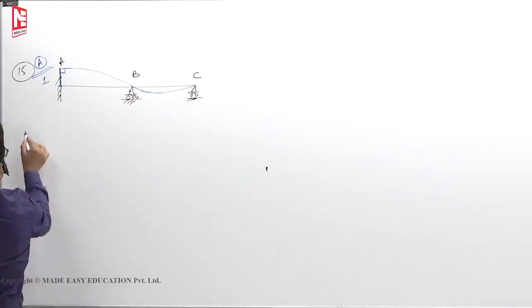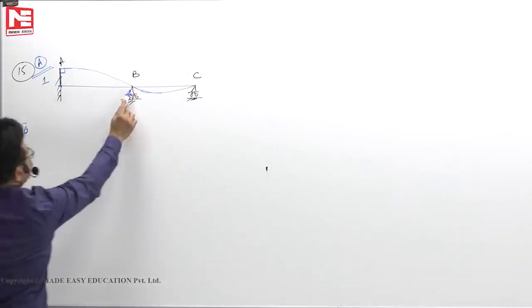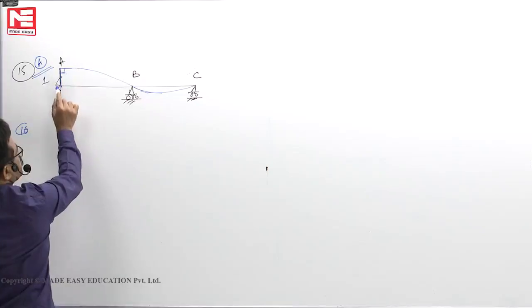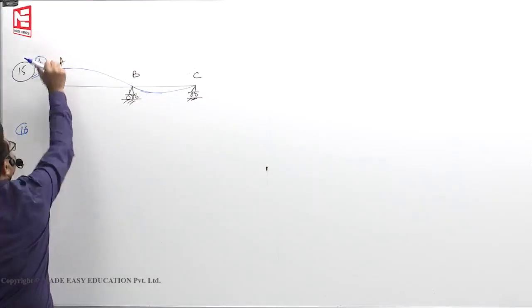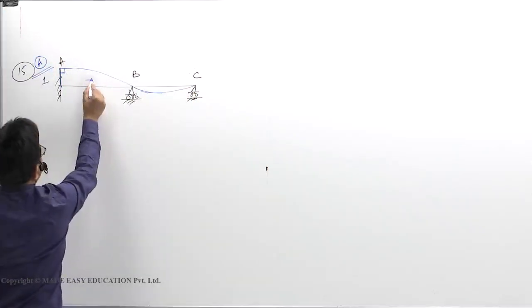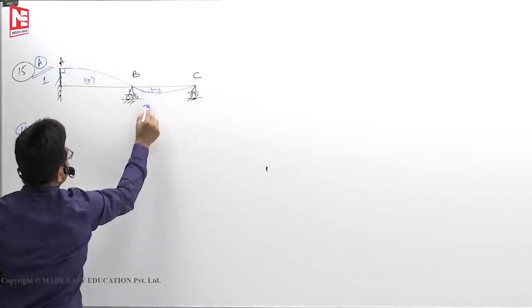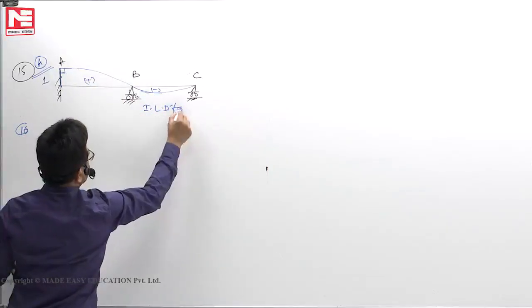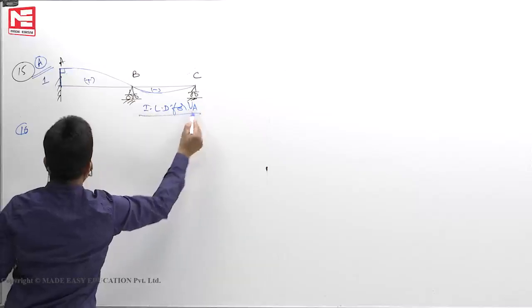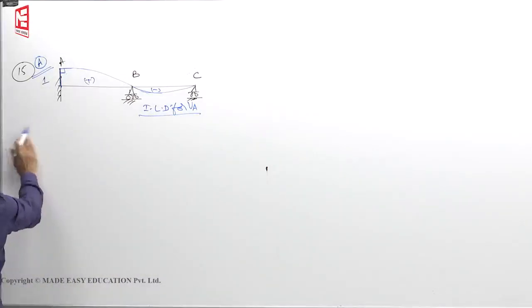Okay, ordinate is 1. Without removing the supports, without removing the fixed end moment, hold it, lift it by 1. The deflected shape of the beam is ILD for VA. So many problems we have done. This is one such problem.